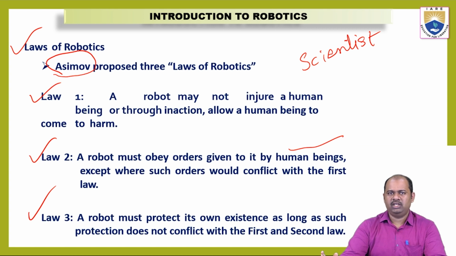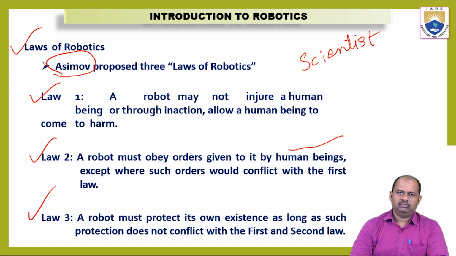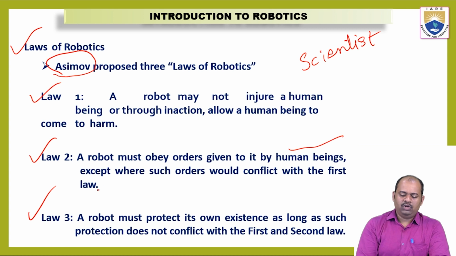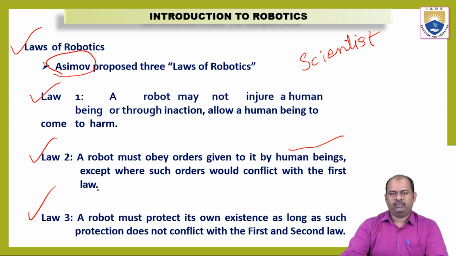But I cannot tell the robot to harm a human being. Even though I give a command to the robot, it should not accept that command. So it should not overcome the first law. The first law is that it cannot harm human beings. Even though the robot should listen to human beings or the operator, it should not cause any harm to human beings.